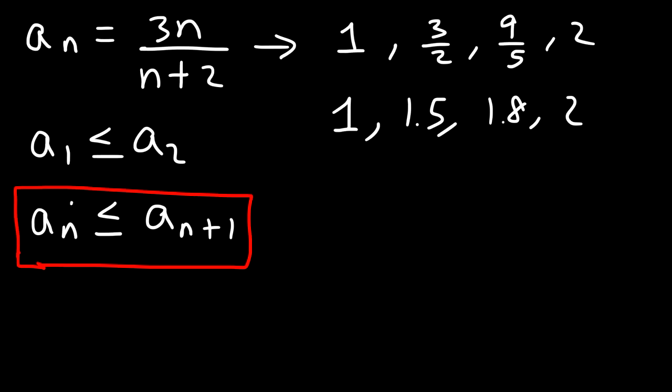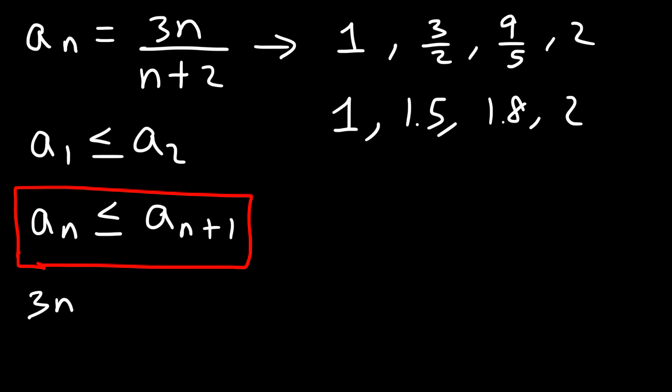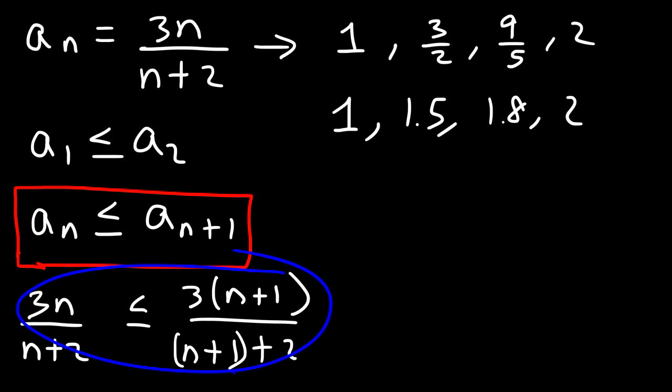So let's go ahead and replace a sub n with 3n over n plus 2. Now, if that's a sub n, what is a sub n plus 1? Everywhere we see an n, replace it with n plus 1. So this is going to be 3 times n plus 1, divided by n plus 1 and then plus 2. All we need to do is show that this inequality is true. If it is true, that means that the original inequality is true. And that's how we can show we have an increasing monotonic sequence.